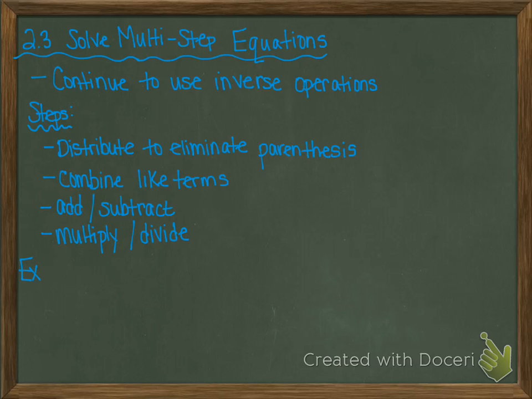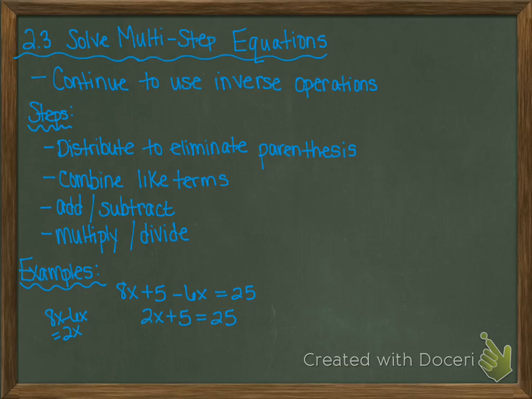So let's just start right away with some examples. And our first example is 8x plus 5 minus 6x equals 25. Okay, so looking at my steps, step number 1, distribute. Well, if I'm looking at this example, there are no parentheses. So that step I do not have to complete. So step number 2, combine like terms. Well, if I look on the left-hand side of the equation, I have 8x and negative 6x. I can combine those to a 2x.